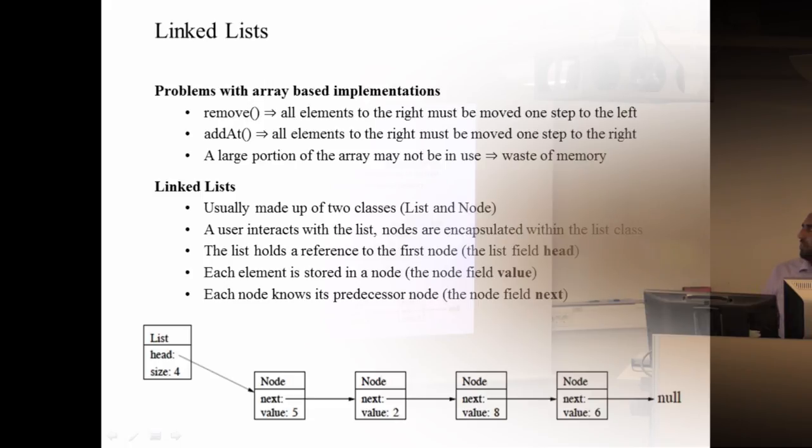The problem is with the add, add at, and remove methods. Whenever you add a new element or remove an element, you have to readjust the different elements, because especially when you add at a specific index, you are increasing the element count, and then you have to shift elements. It's also possible that if you are not using the array to its full size, then you are wasting memory. So the better solution is, instead of using a fixed size array, we may have a linked list.